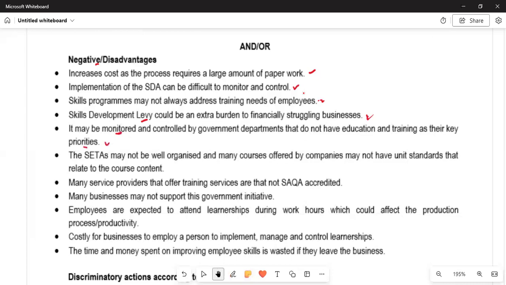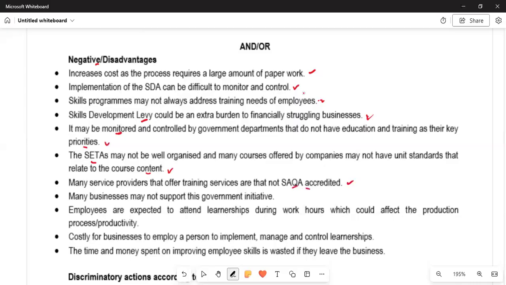SETAs may not be well organized. The many courses offered by companies may not have unit standards that relate to course content. So we find that the content is not enough because of the disorganization of the SETA. Many service providers that offer training services are not SAQA accredited. So we find that they are not accredited, which is a problem again.